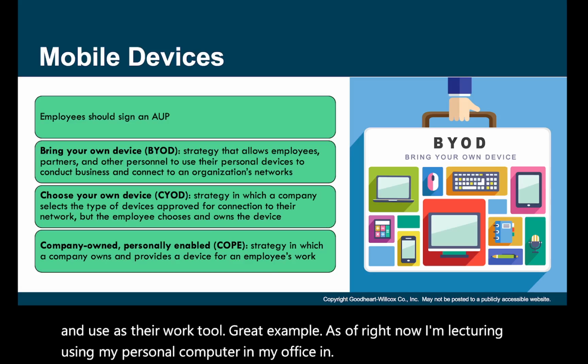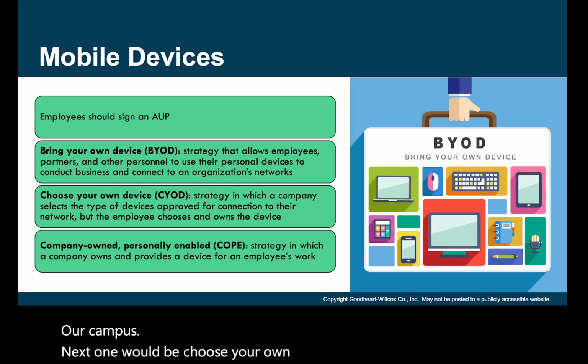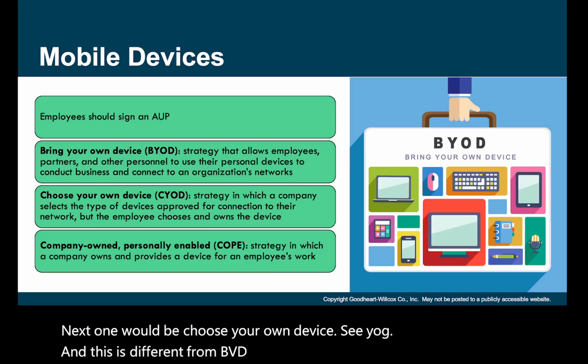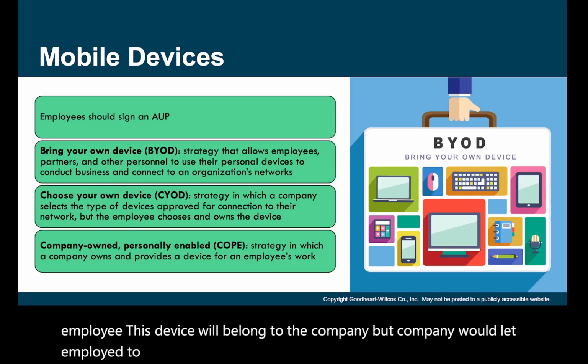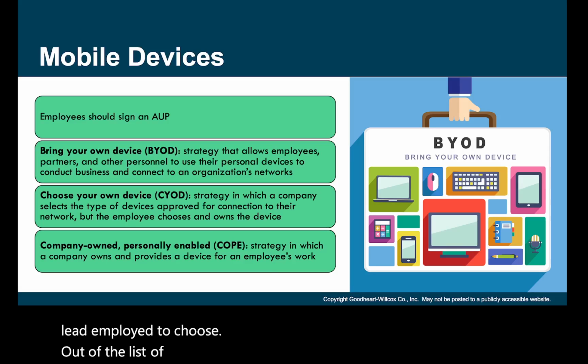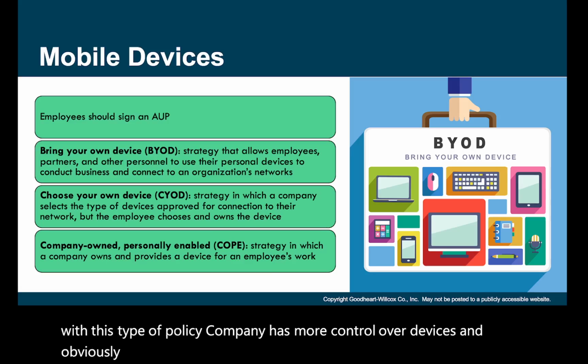Next one would be choose your own device, CYOD. This is different from BYOD because this device will not belong to the employee. This device will belong to the company, but the company would let the employee choose, out of a list of allowed devices, which device the employee would like to get. With this type of policy, the company has more control over devices, and obviously it is more secure than BYOD.